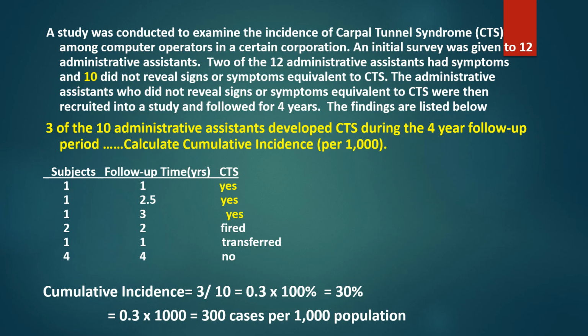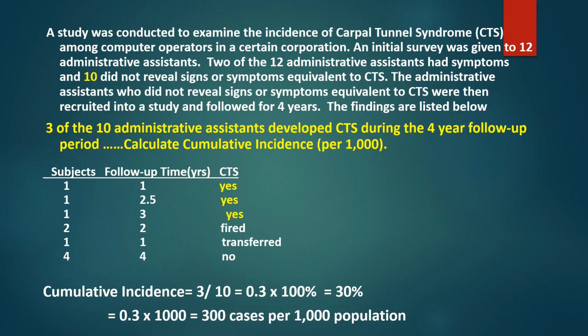Now let's calculate together incidence rate. A study was conducted to examine the incidence of carpal tunnel syndrome among computer operators in a certain corporation. An initial survey was given to 12 administrative assistants. We found 2 of the 12 administrative assistants already had symptoms of carpal tunnel syndrome, and 10 of them were healthy, free of that disease, and did not reveal any signs or symptoms equivalent to carpal tunnel syndrome.